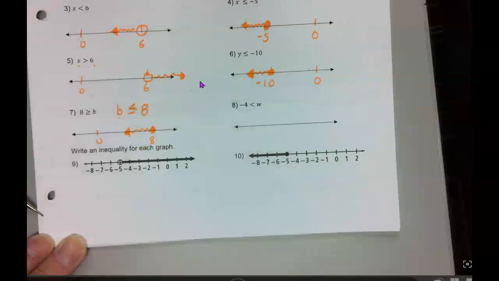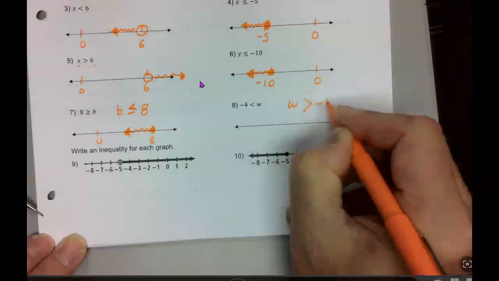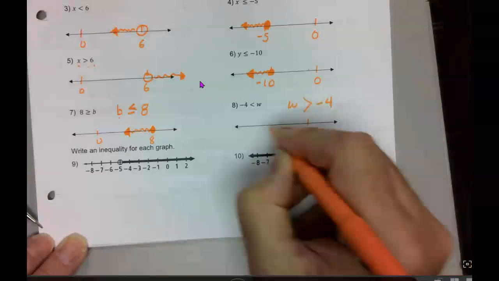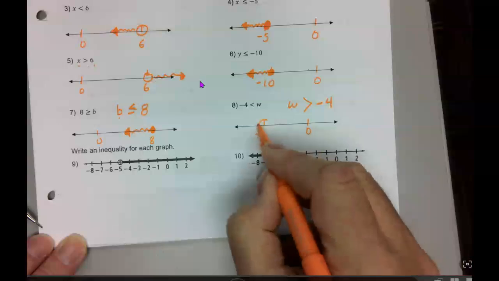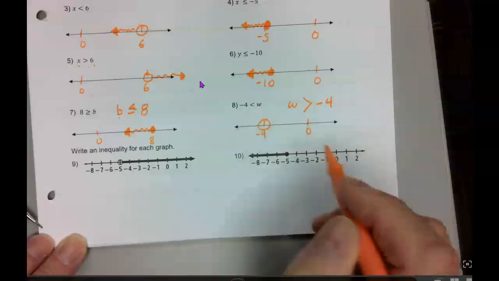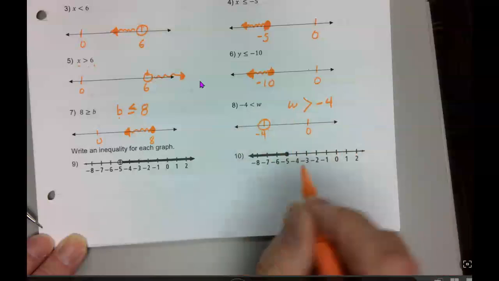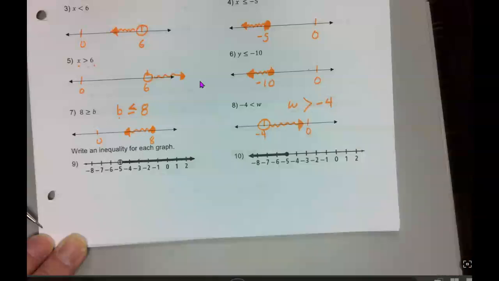That makes sense? This one here, again, I'm going to switch it around. Correct? 0 here, -4 is to the left of 0. Open or closed circle at -4? Open, because it doesn't have an equal sign, correct? Okay, which way is the arrow going to go? To the right or to the left? To the right. And there you go.